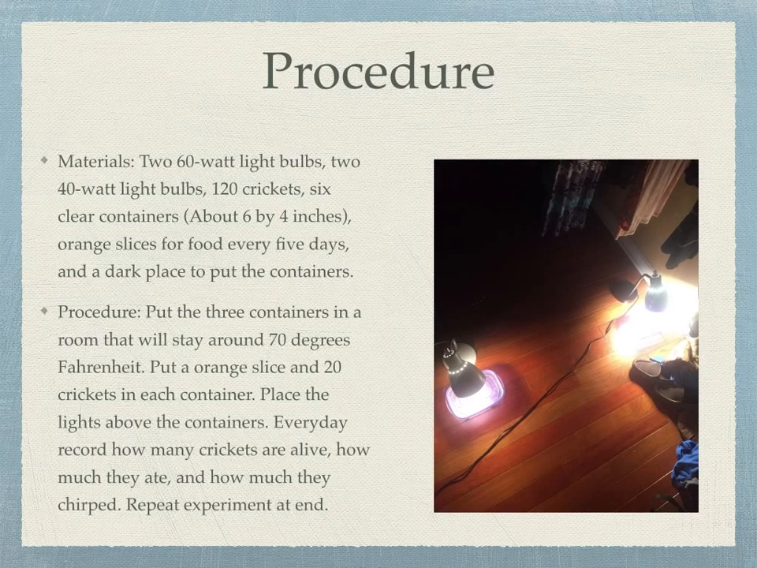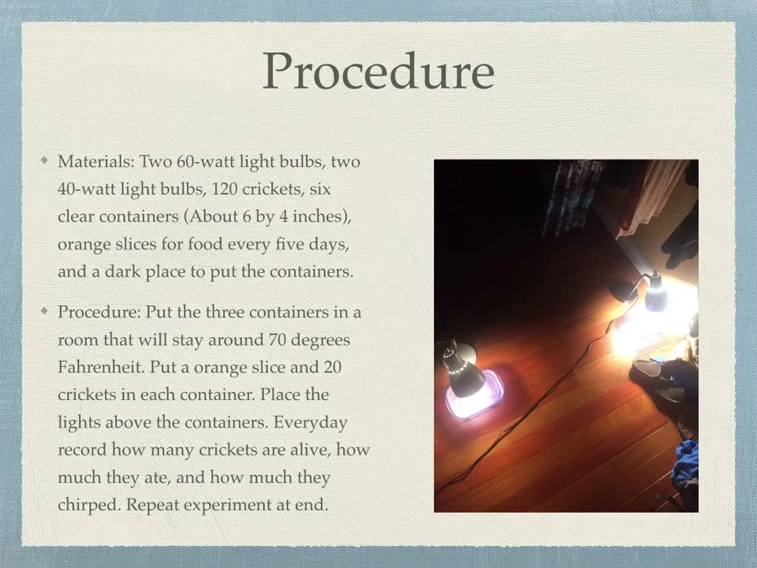So for the procedure, the materials you're going to need are two 60-watt light bulbs, two 40-watt light bulbs, 120 crickets, 6 clear containers that are about 6 by 4 inches, an orange slice for food every 5 days for each container, and a dark place to put the containers, which you can see in the picture. I put it in my closet.